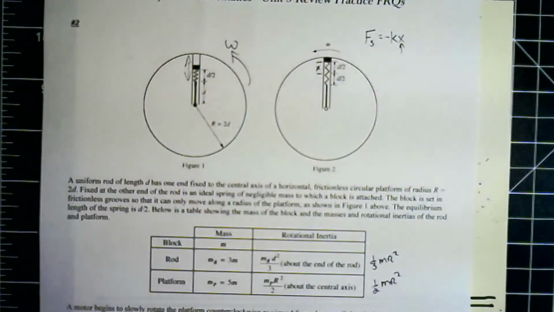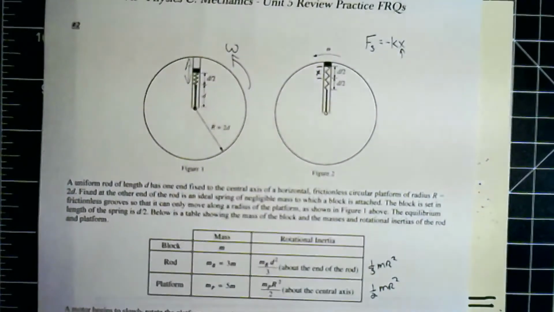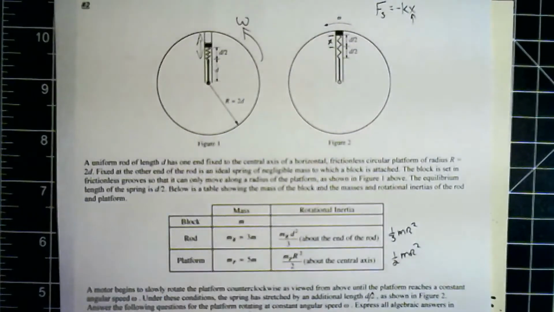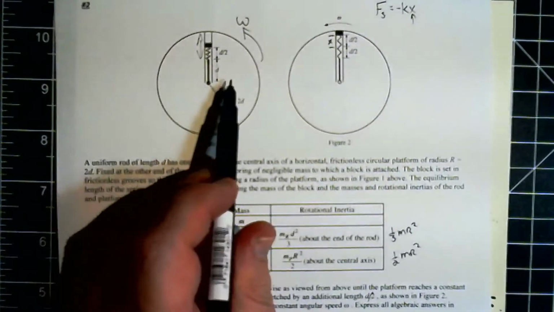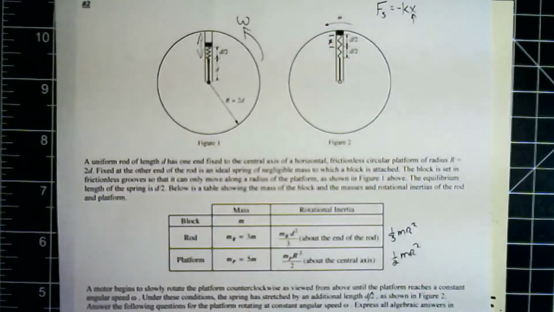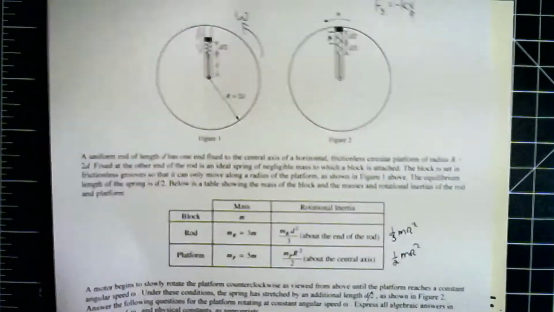Answer the following questions for the platform rotating at constant angular speed. So we're talking about this scenario, figure 2. Express all your algebraic answers in terms of your mass m, your distance d, omega, which is the speed, and physical constants, which would be like g or whatever. For the first question, it asks: derive an expression for the spring constant.